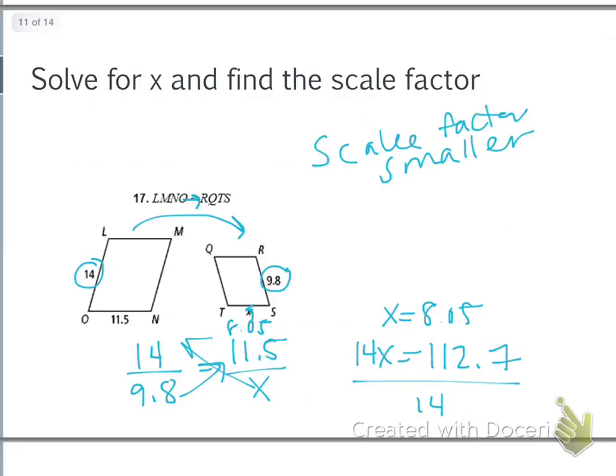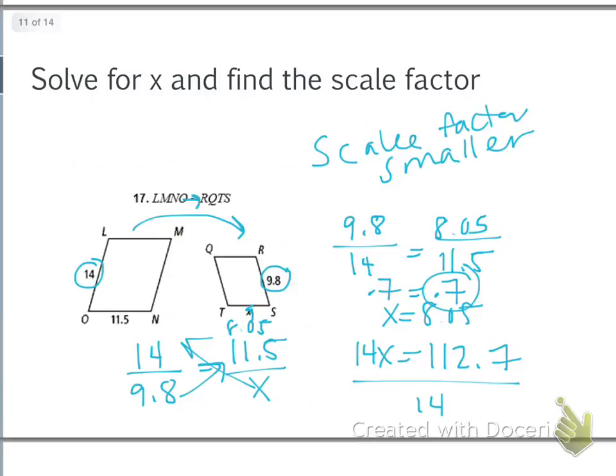Okay, so to find the scale factor, remember we have to set up our proportion. So let's do 9.8, so I'm going to start with my tiny one on top, which matches with 14. 8.05, which is the x I found, which matches with 11.5. So when I divide them, I get 0.7 and 0.7. So my scale factor is 0.7.